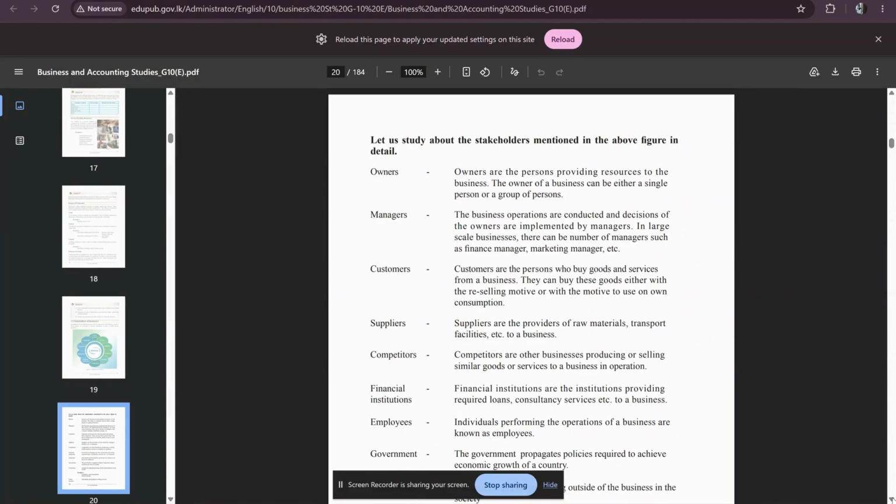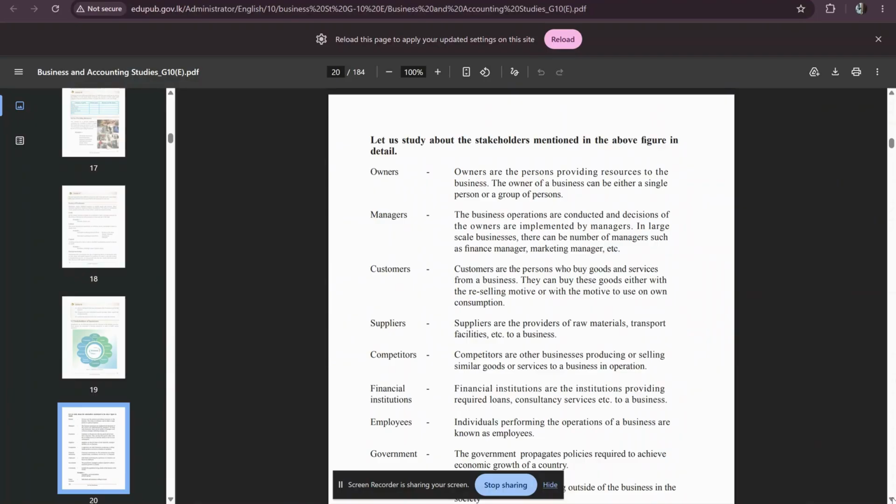Owners are the persons providing resources to the business. The owners of a business can be either a single person or a group of persons. The managers: the business operations are conducted and decisions of the owners are implemented by the managers. In large scale businesses, there are a number of managers such as finance manager, marketing manager, etc. Customers are the persons who buy goods and services from the business. They can buy these goods either with the reselling motive or for their own consumption.